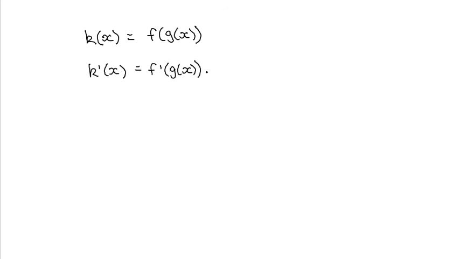Let's say I have some function k of x is equal to the composite function f of g of x, so a function of a function. If I want to work out the derivative, so k dashed of x, then I would apply the chain rule. The way we do that is we differentiate the outer function first, so the f is the outer function, so we do f dashed of whatever is inside f, and then we multiply by the derivative of the inner function, in this case g dashed of x.